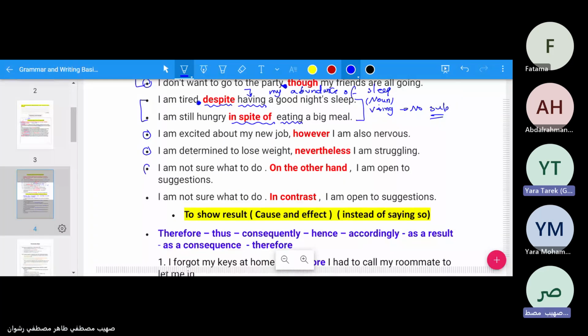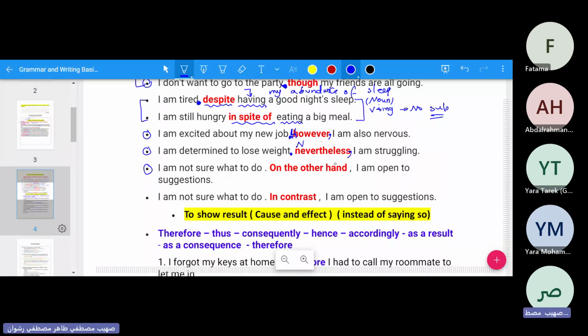I am excited about my new job. However, I am also nervous. I am determined to lose weight. Nevertheless, I am struggling. I'm not sure what to do. On the other hand, I'm open to suggestions.